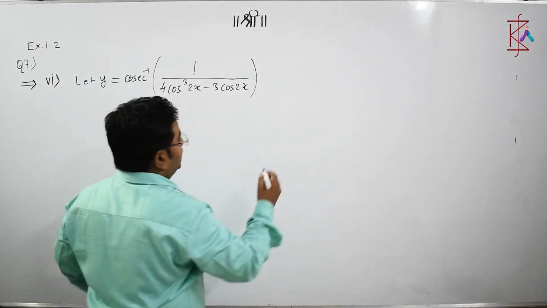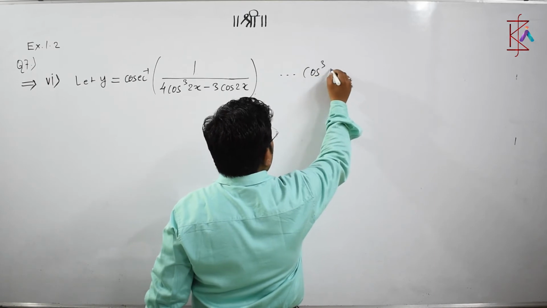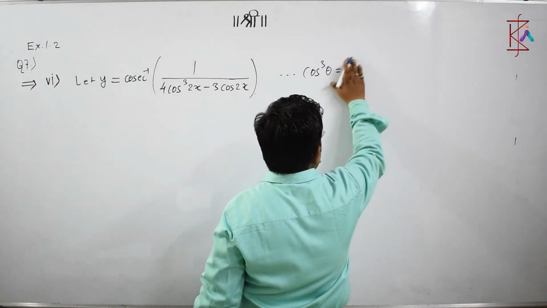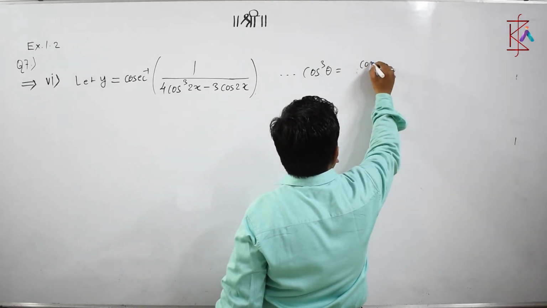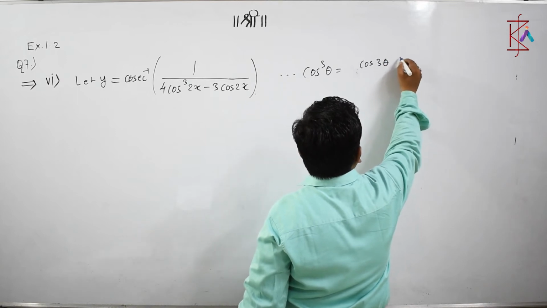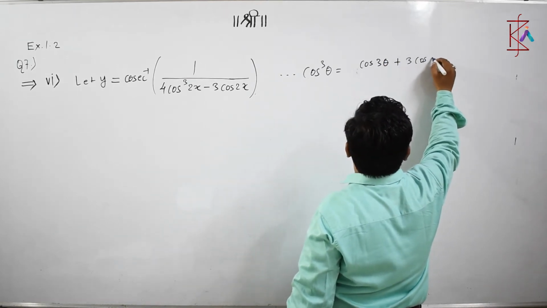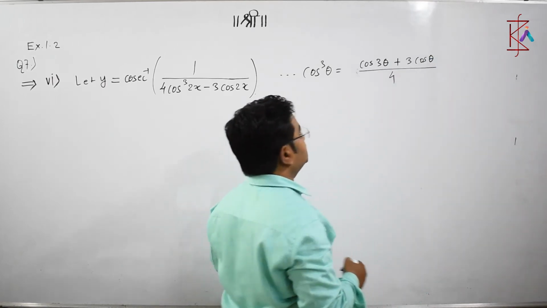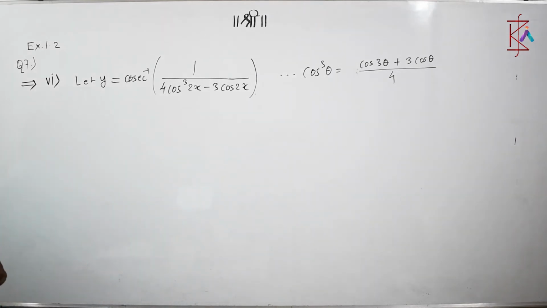Now we have a formula. What is that formula? Cos cube theta is equal to (3 cos 3 theta plus 3 cos theta) divided by 4. Just check whether my formula is correct or wrong. Okay, on that basis we will move on.